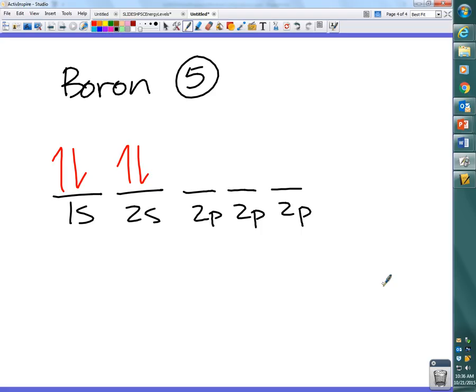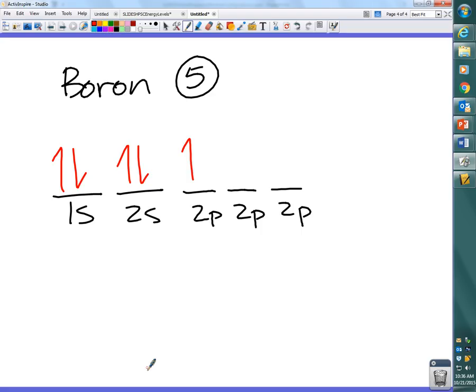Okay? So, going back to this orbital diagram, how many electrons do we still have to place here? 1. Because we've already placed 4, and we got to place 5. Where does it go? It doesn't matter. These 3 orbitals are all the same energy, so you could technically put that last electron in any one of these 3 spots. You could go up or down. Really doesn't matter. Usually by convention, we fill in left to right just because that's the way we read English. Okay?